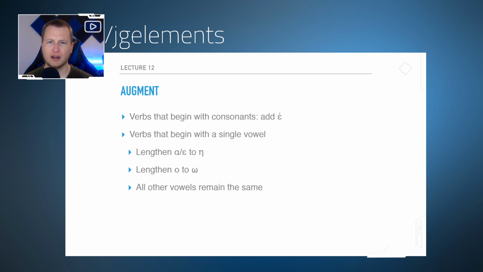Okay, so what are the rules about augment? Well, verbs that begin with consonants, you just add an epsilon. Easy breezy. Verbs that begin with a single vowel, we'll use a lengthening. So the alpha or epsilon will lengthen to an eta. Omicron will lengthen to omega. And all other vowels will remain the same. Okay, so like epsilon will remain epsilon, no change. But you'll add an epsilon to it. Okay?